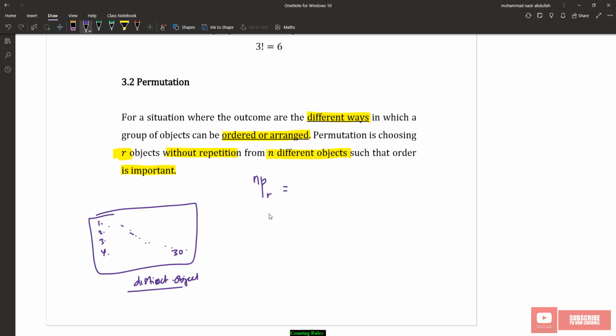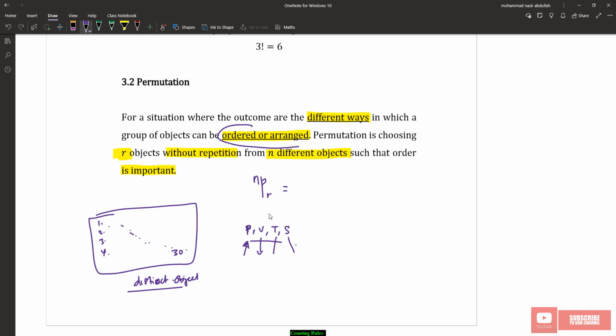So let's say I want to choose a committee, right? It consists of president, vice president, treasurer and secretary. There are 4. So in choosing this committee that I want to form, it must be in order. The first person that I want to choose is president. The second one should be vice president. The third one should be treasurer. The fourth one should be secretary.